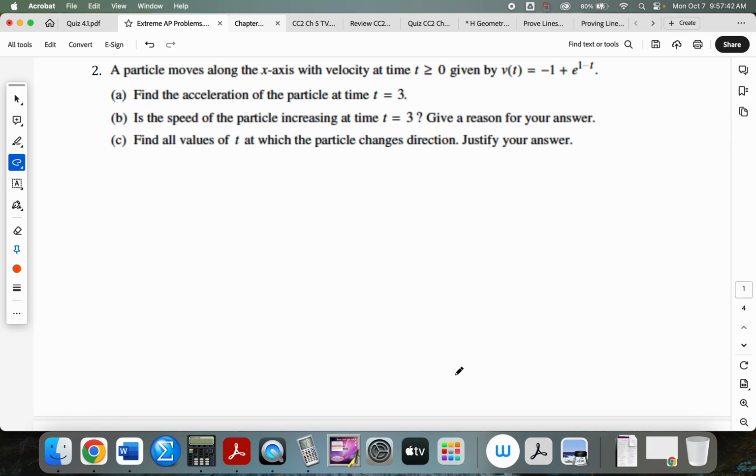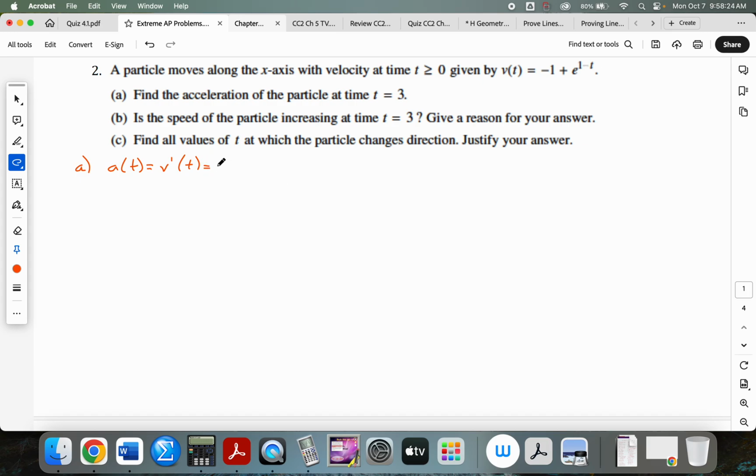All right, let's take a look at this one. A particle moves along the x-axis with velocity for t greater than or equal to 0 given by negative 1 plus e to the 1 minus t power. So this is our velocity. Find the acceleration at time 3. All right. So I need to find the acceleration in general, a of t. And again, I like to tell people this is what I'm doing. I'm finding a of t by taking the derivative of v, just in case I screw up so badly that they can't tell that I've tried to take the derivative.